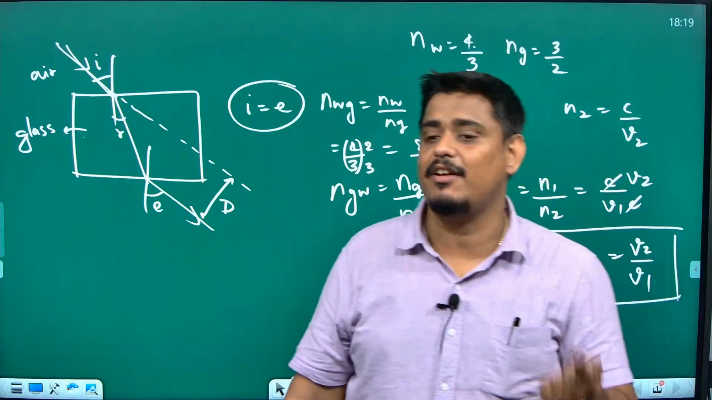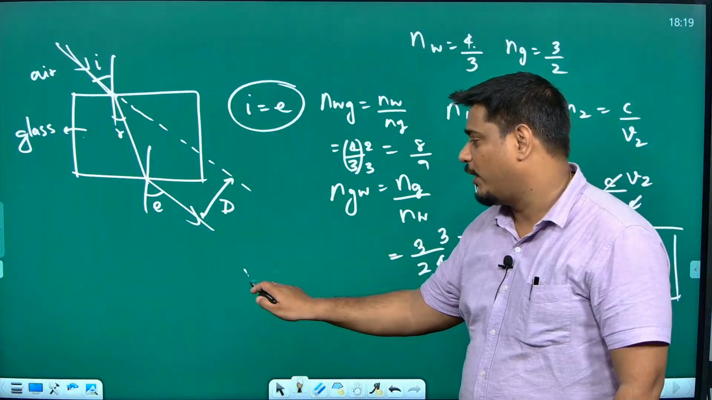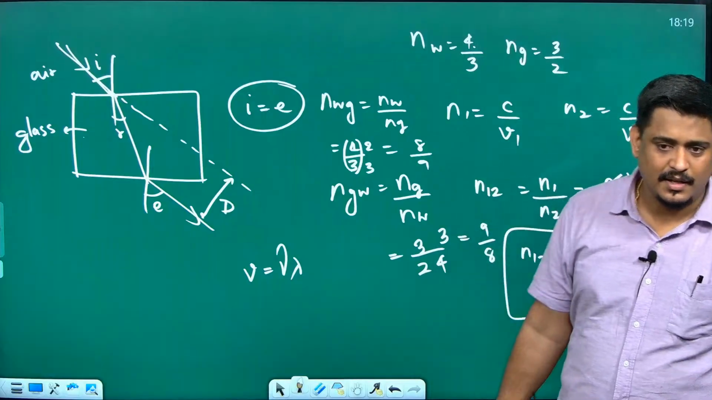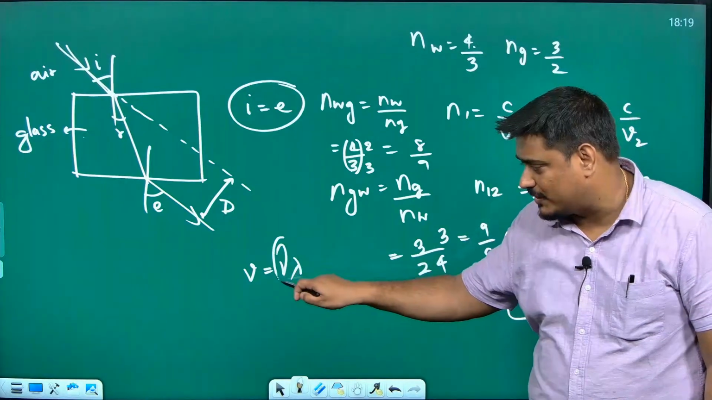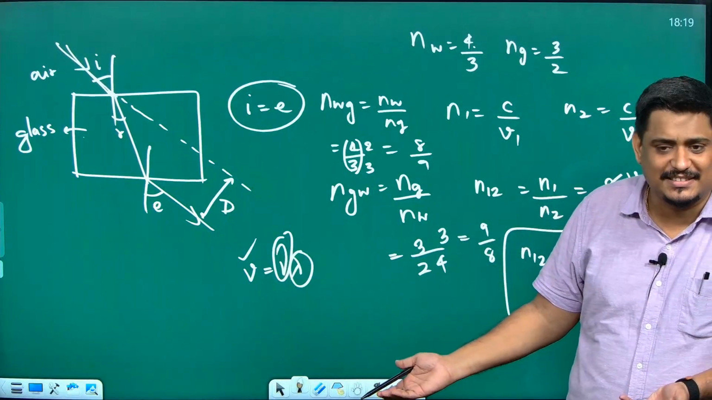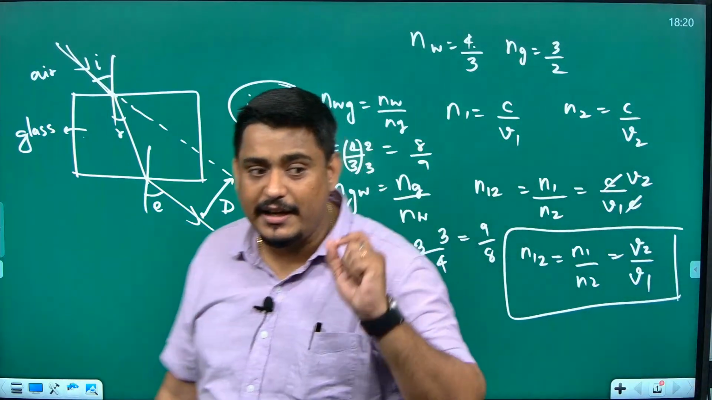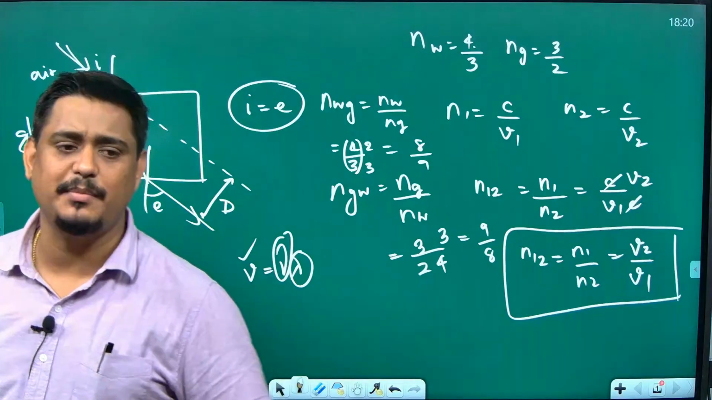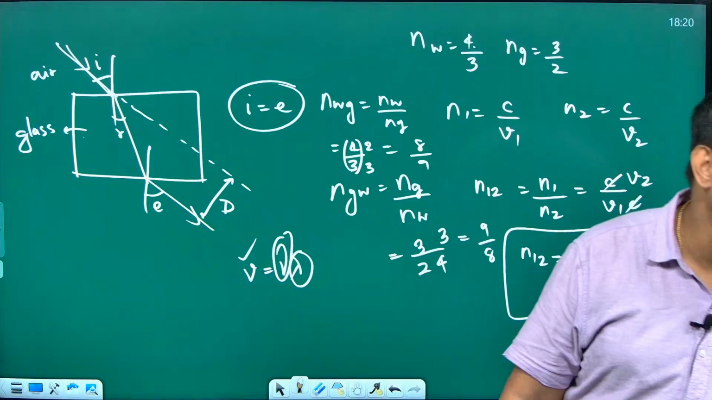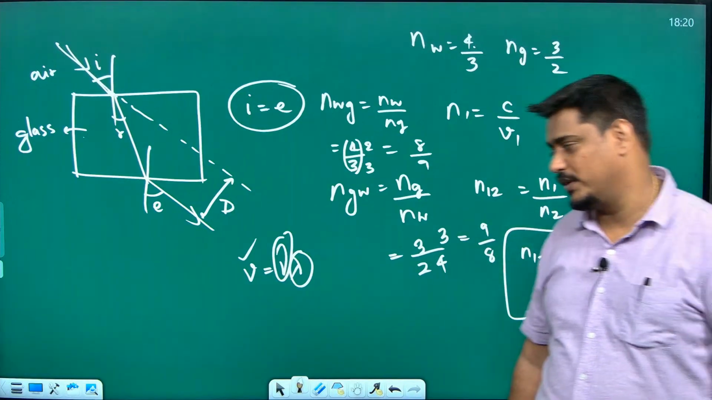But since the velocity is changing, wavelength must change, because in 9th you studied velocity is equal to frequency into wavelength, am I right? If frequency is constant and velocity is changing, it means wavelength must change, no option it has. Are you getting what I am trying to say? Remember this thing, that when light is going from one medium to another medium, what remains constant is frequency, what changes is velocity and wavelength. Expect this question to come in the school exams.